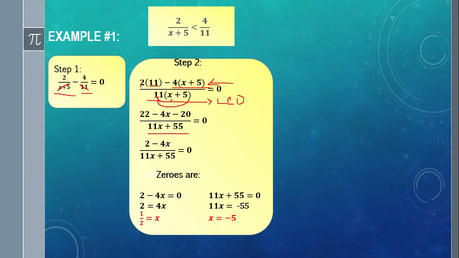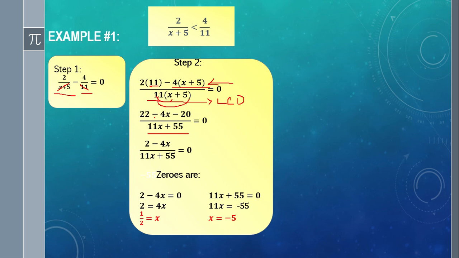2 times 11, that's 22. This one, 2 times 11, 22. And then negative 4 times x, that's negative 4x. Negative 4 times 5, that's negative 20. Therefore, we already have the numerator and then the denominator.